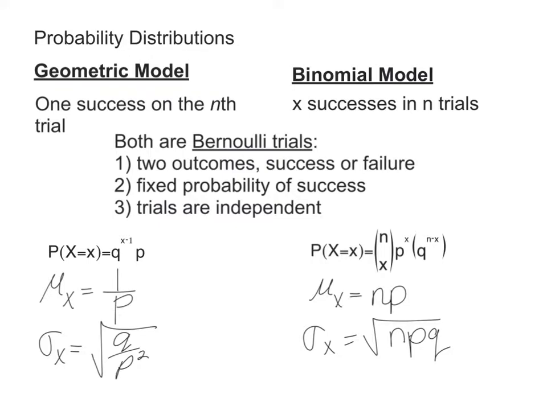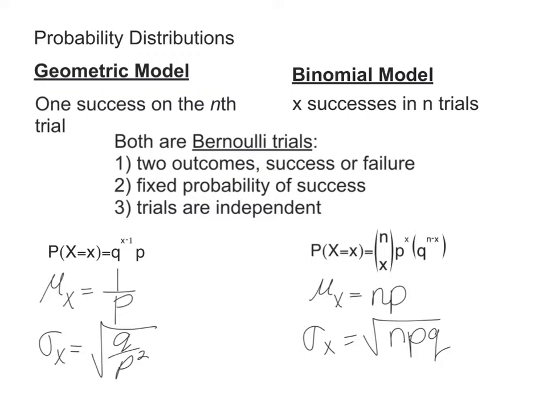The geometric model is when you have one success on the last trial. So what's the probability that the first basket I make is on the 5th try? What's the probability that the first one I miss is, in this case, missing is my success, is my 10th try?